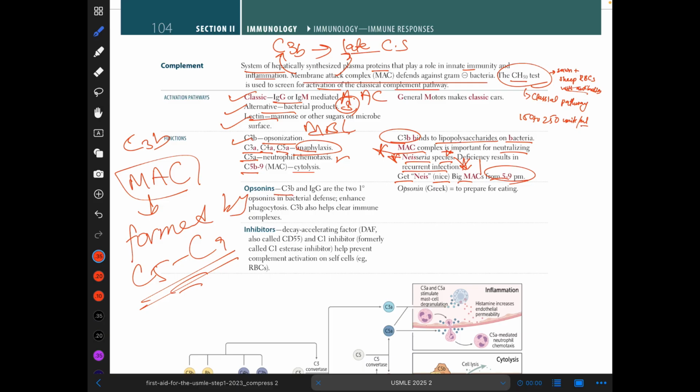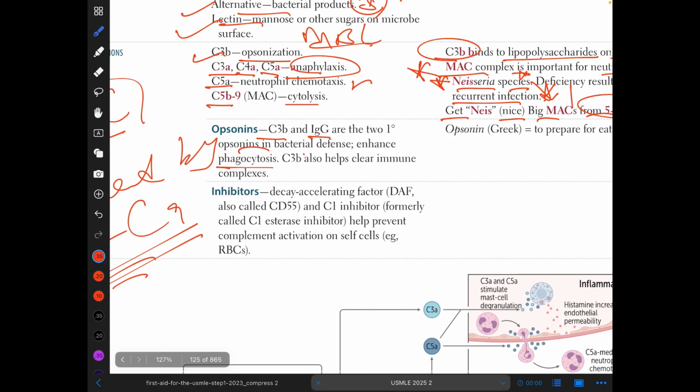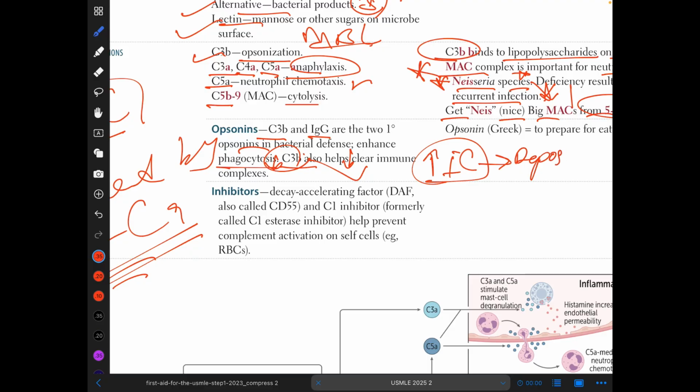Opsonins are C3b and Ig, the two primary opsonins in bacteria defense, and they enhance phagocytosis. The C3b helps to clear immune complexes. So deficiency of C3b is going to increase immune complexes. In disease in which there is a deficiency of C3, there will be decreased clearing of immune complexes, resulting in deposition of immune complexes, and they can cause a lot of diseases like proliferative glomerulitis and etc.